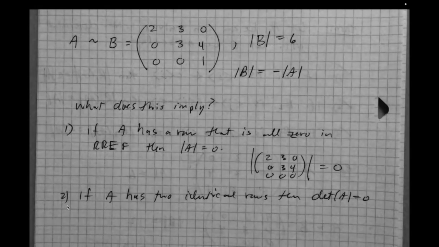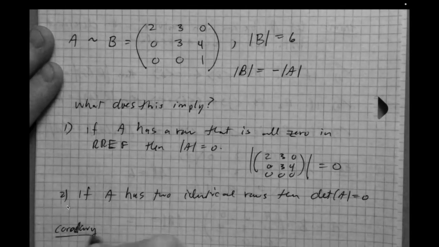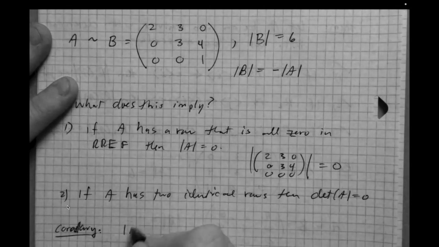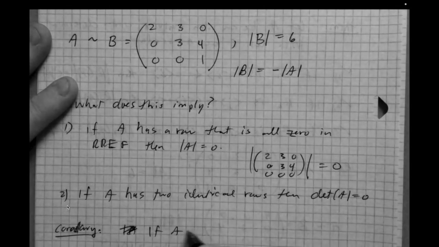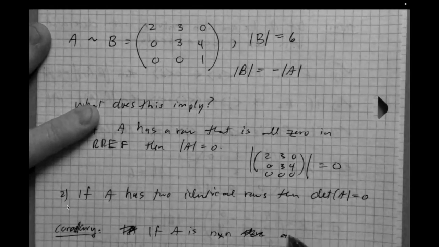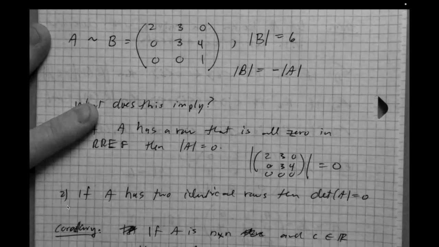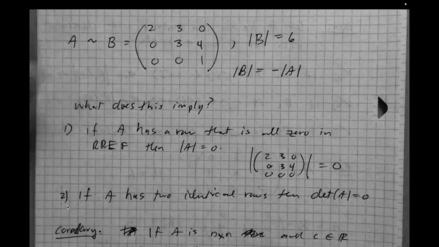All right. And there are other things that are quick corollaries of this theorem, this reduced row echelon form theorem, or this row operation theorem in relationship to the determinant. Here's another one, which we'll state as a corollary. If A is an n by n matrix and C is a scalar, a real number, then the determinant of C times A is equal to C to the n times the determinant of A.